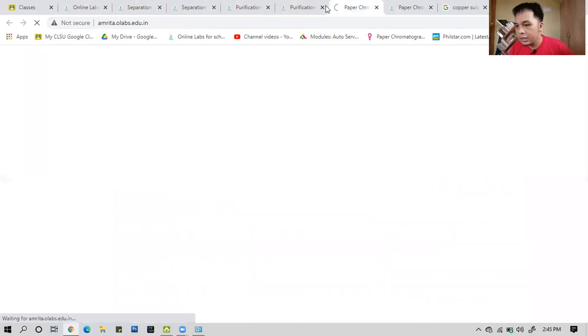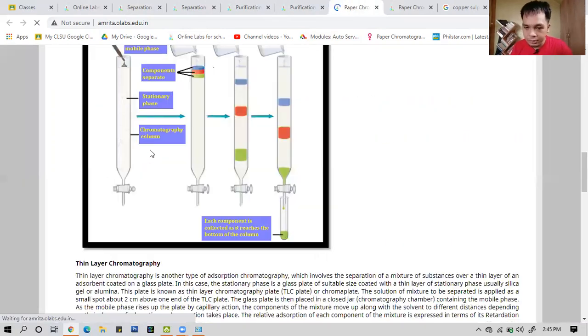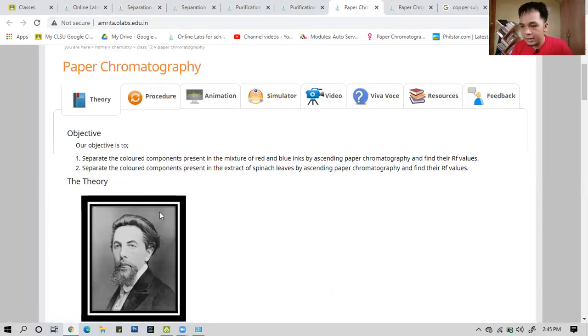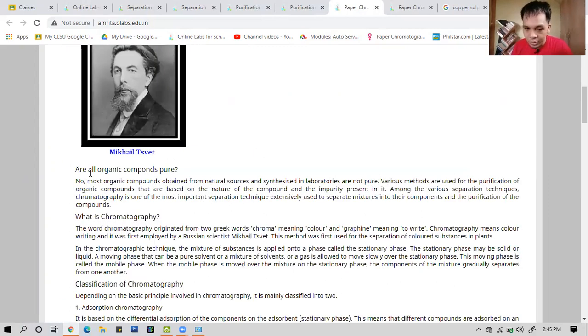Next naman is the paper chromatography. Ano ba yung chromatography natin? Okay, ang chromatography, guys, is used to separate the organic components in our sample. Sabi dito, are all organics pure? The answer is no. Most organic compounds obtained from natural sources and synthesized in laboratories are not pure.